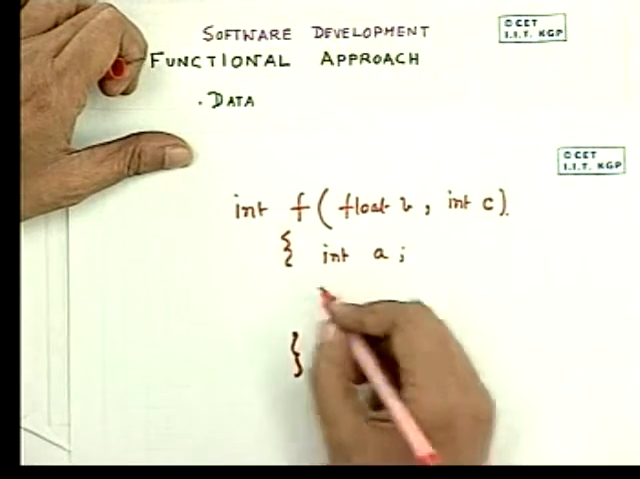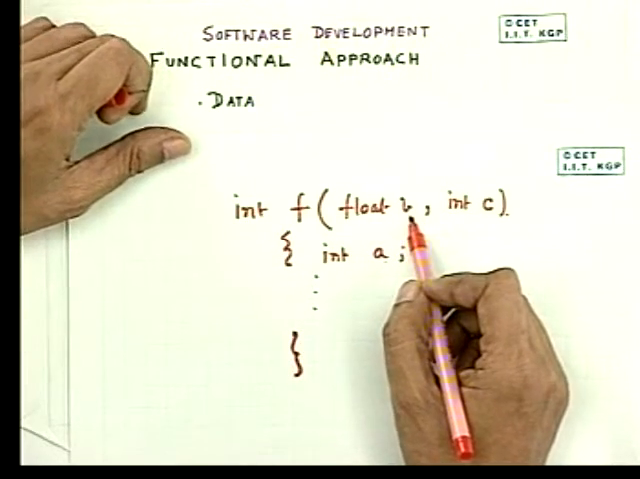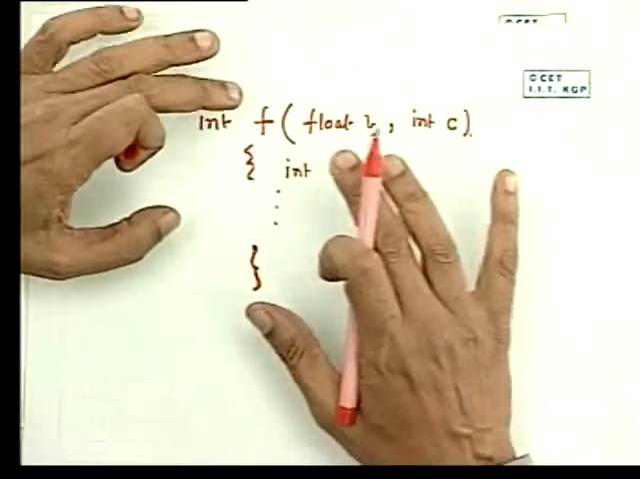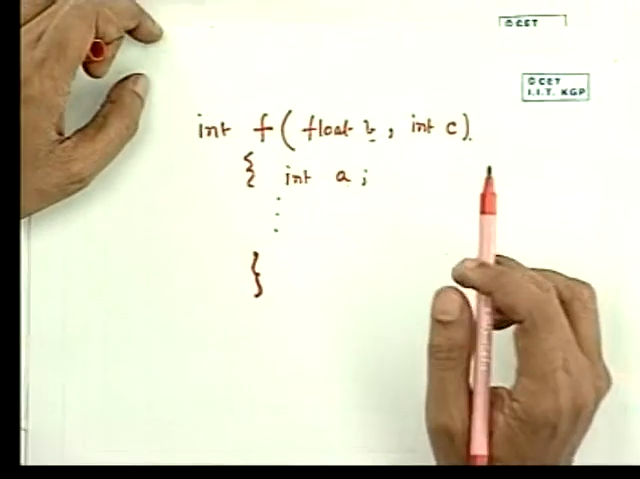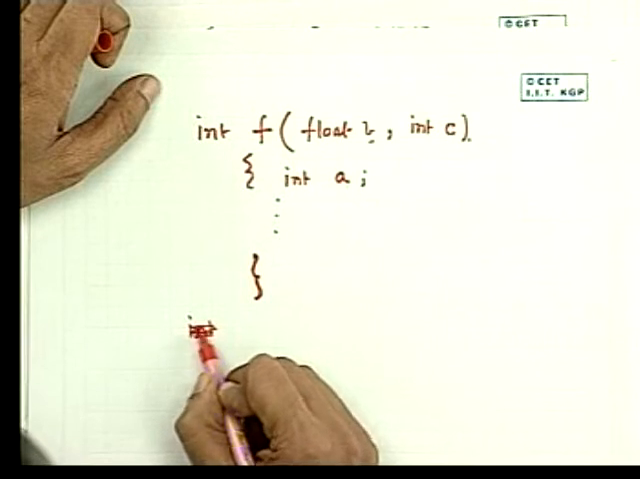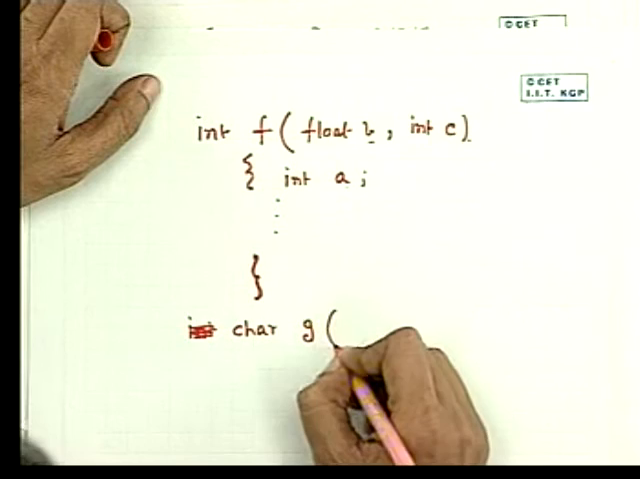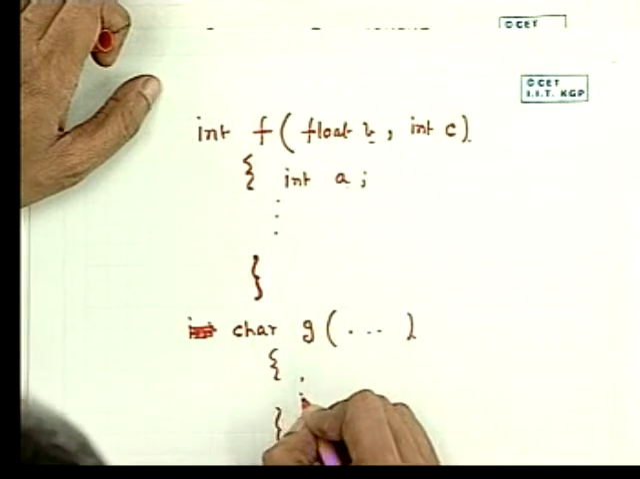Now inside it you have a code, so you have the local data and then some of the data which is passed as parameters b and c to the function f, and this function performs certain operations, and it may also refer to some global data. Similarly, we can have another function, say char g, with some parameters followed by the code.